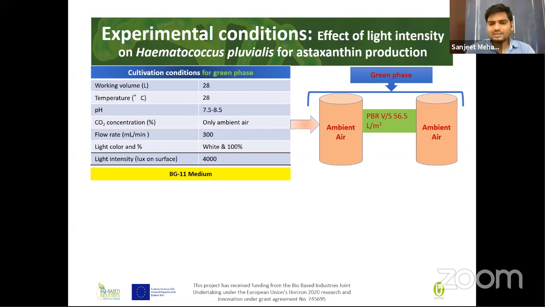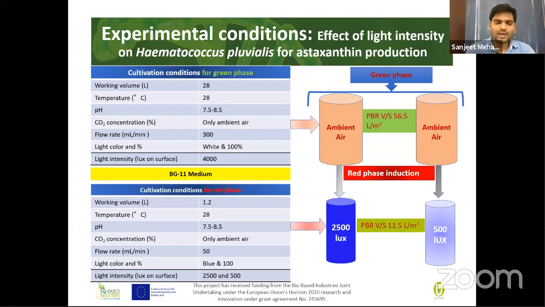The red phase occurs under stress conditions like salinity stress, light stress, temperature stress, and also metabolic stress. So we optimized the growth conditions for the green phase, then we induced the stress conditions using light intensity. Blue light was used with different lux on the surface of the photobioreactor: 2500 lux, and also 500 lux, which is less stress as compared to the former.